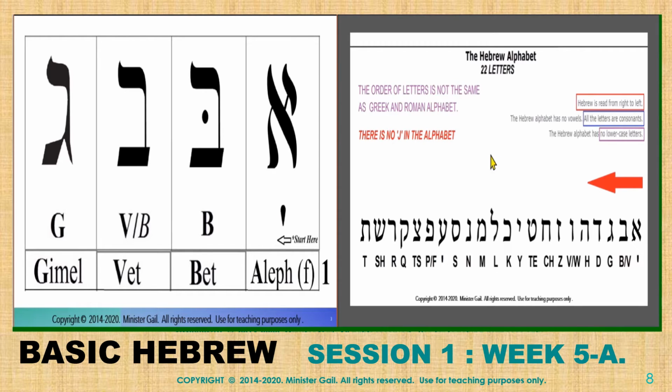There is no J in the alphabet, that was added later by the Romans and the Greeks, and the order of letters is not the same. This is the Aleph Bet. So if we start on the right, here are the letters in order for the Hebrew alphabet, Aleph Bet, the basic 22 letters. The Aleph is not an A, it is just a mark or an apostrophe. Sometimes they put it in the word and sometimes they don't.